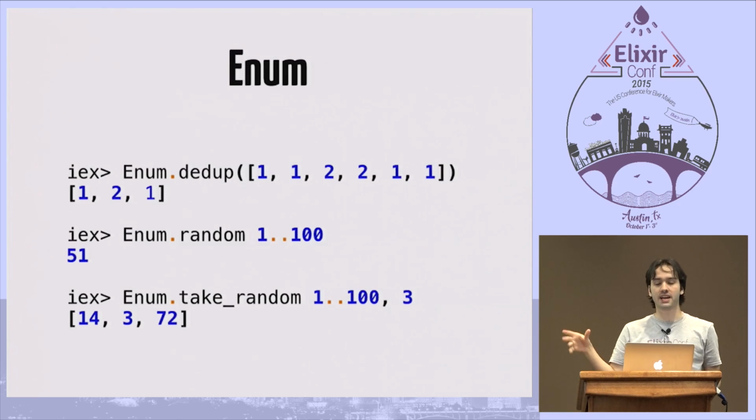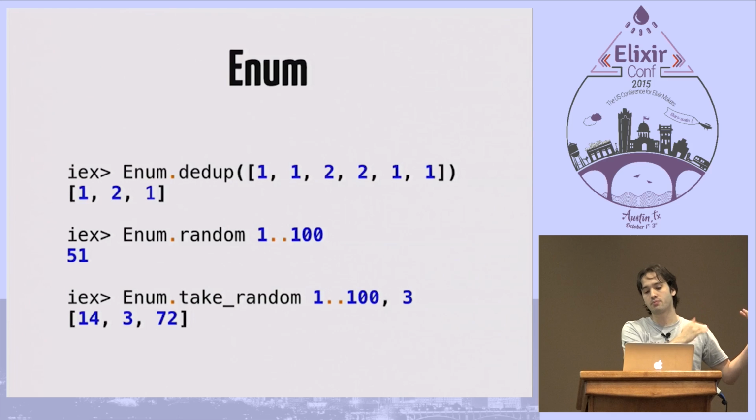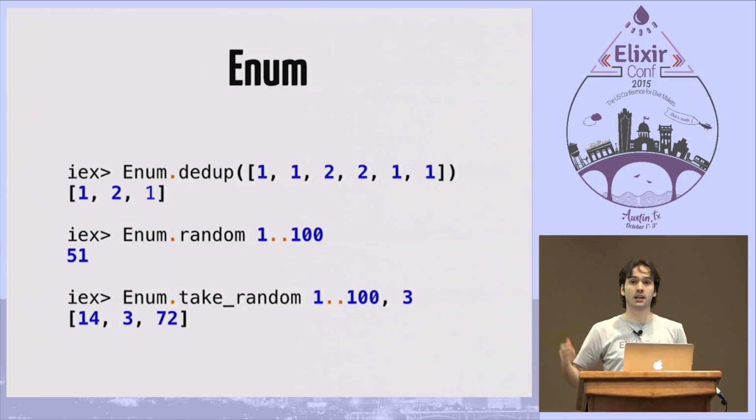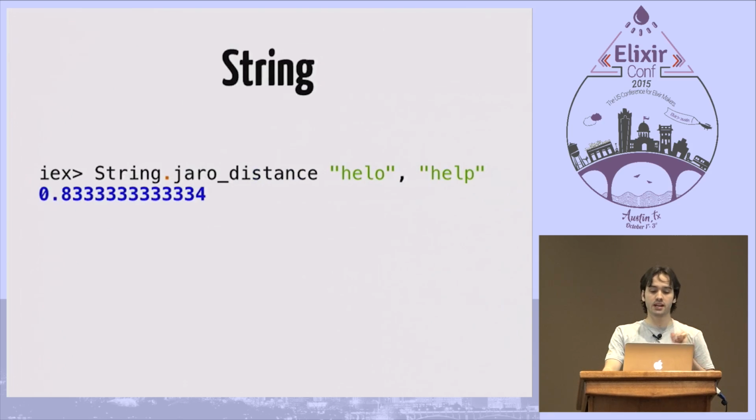Many of the functions we added here were also added to the Stream module, which is the lazy counterpart of Enum. So now I can finally get a random entry from a collection or a number of random entries, and a bunch more happening to Enum. String had some nice additions, but the coolest of them all is the Jaro distance that can calculate the distance between 2 strings. And we are using this, for example, in Mix.